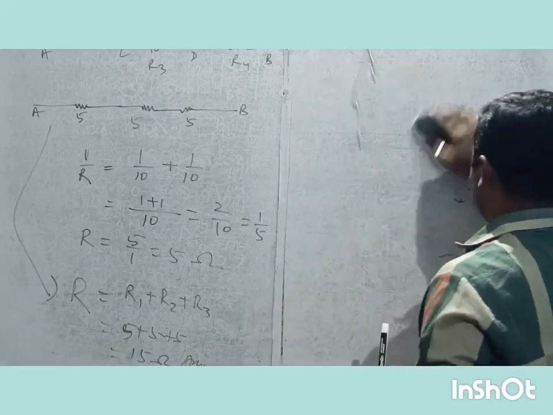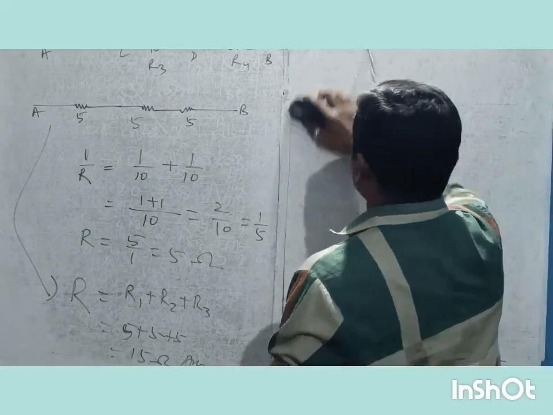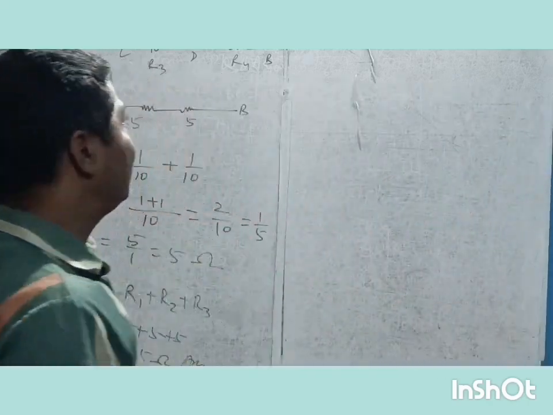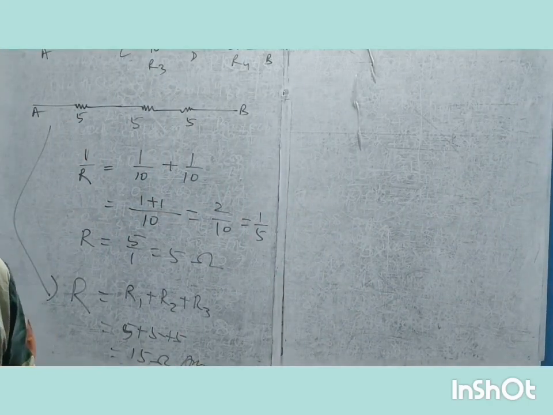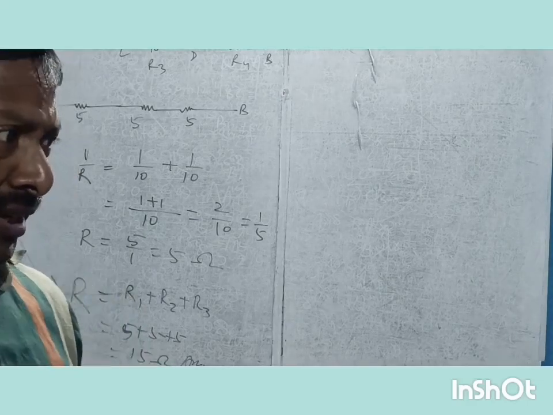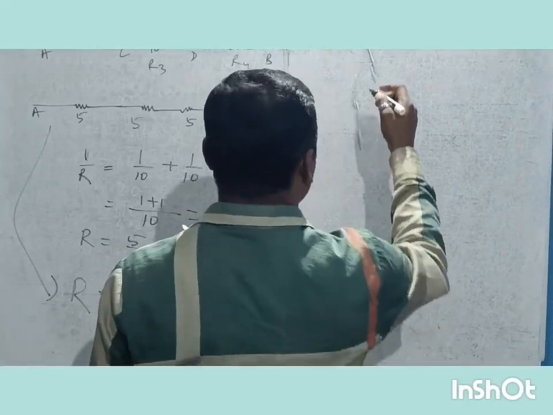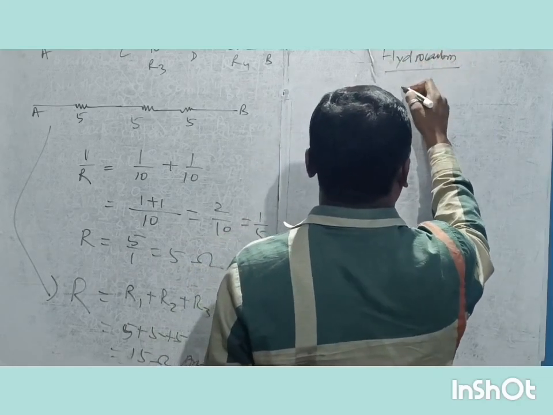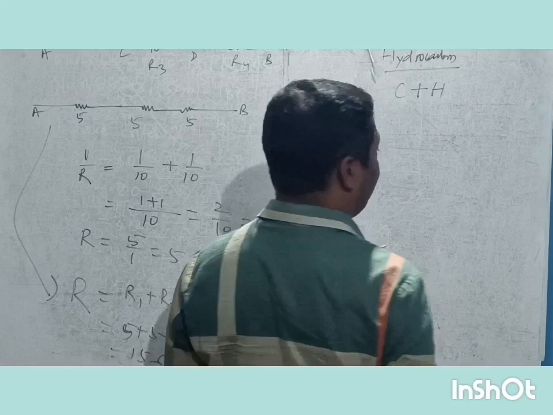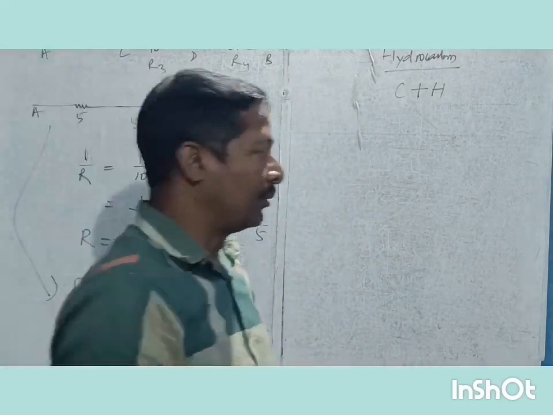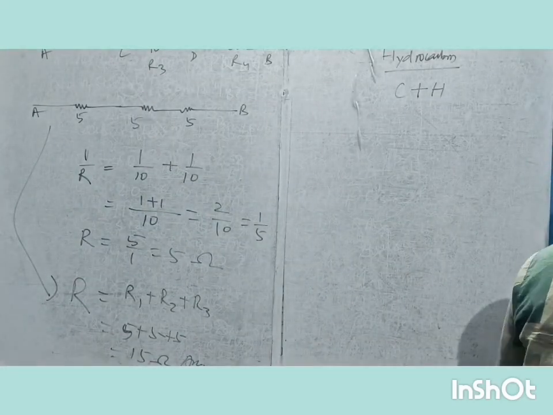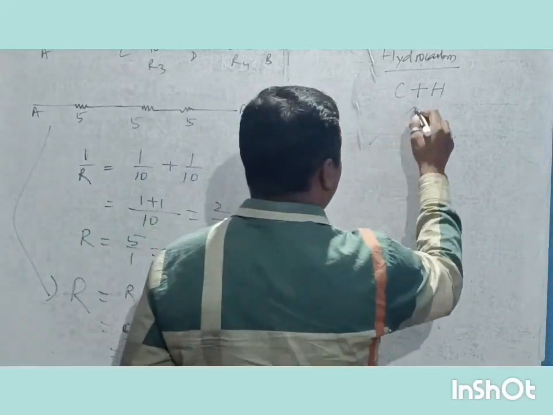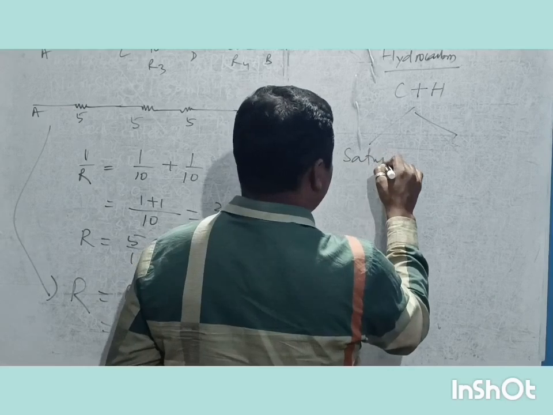Let us discuss another problem. This is from your hydrocarbon chapter. In your hydrocarbon chapter, you know that a hydrocarbon is a compound having carbon and hydrogen atoms. So hydrocarbons are of two types. One is saturated hydrocarbon and another is unsaturated hydrocarbon.